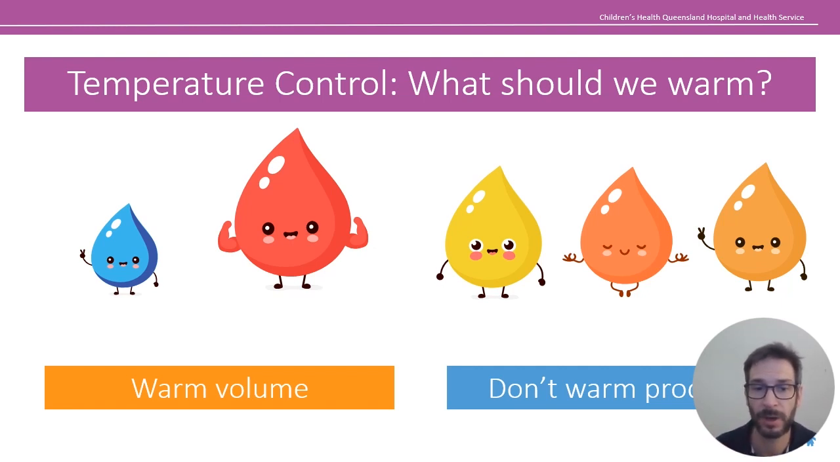So red cells are the main one that we want to warm. We may find later there's some evidence that we should be warming other stuff. And actually some protocols recommend warming FFP, for example. But we're arguing today, just keep it simple. Warm your volume, don't warm your products. And that'll just mitigate some confusion.